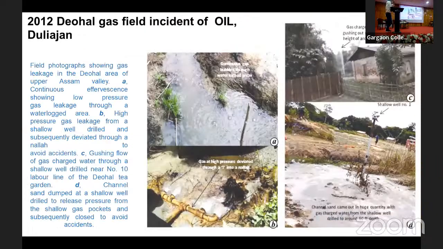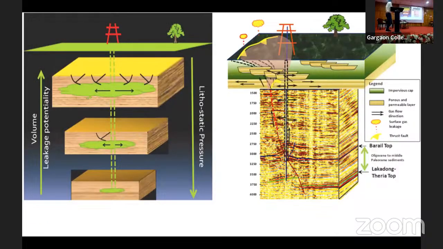So what is the importance of this work? The importance of this work is that in 2012 a similar incident occurred in the Deohar gas field of Oil India. What happened in that case? In the blowout, there was seepage of oil and natural gas at different depths. As a result, the whole Deohar gas field was devastated, and that led to a huge economic loss for the oil industry. This is a cartoon which shows the natural seepage of oil and natural gas due to blowout. You can see that water, oil and natural gas seep at different layers of the ground.